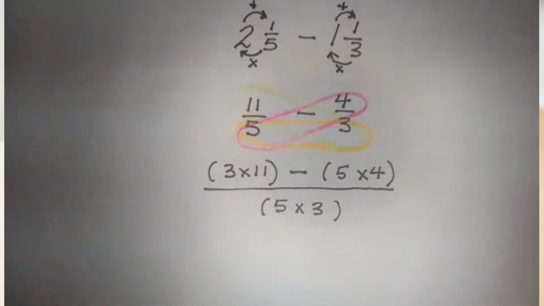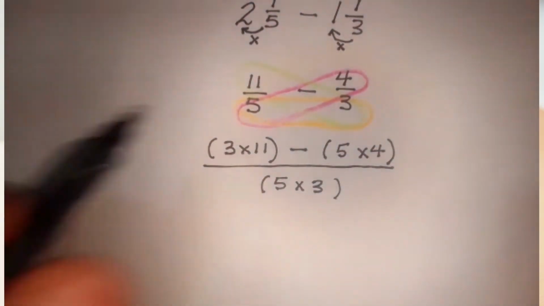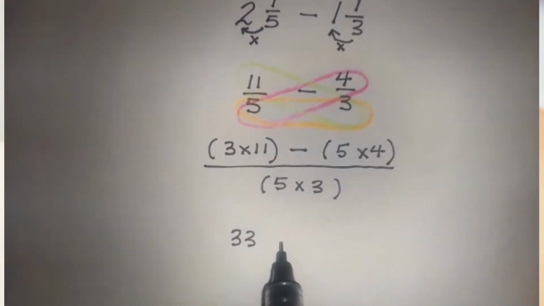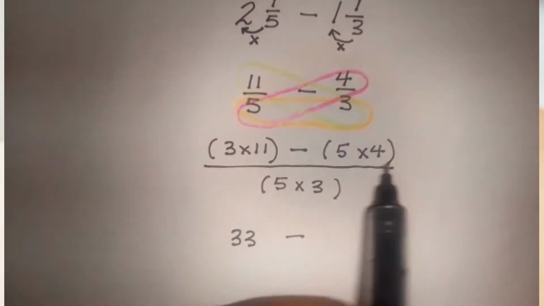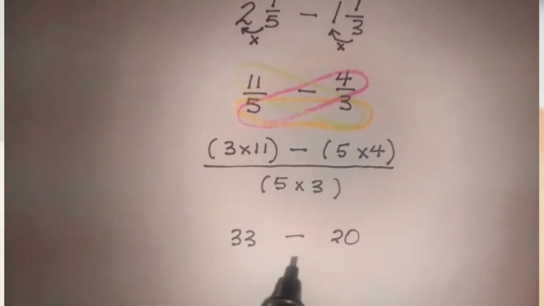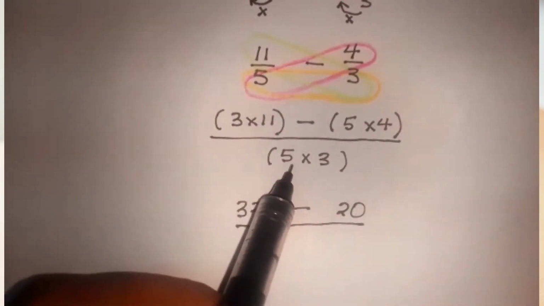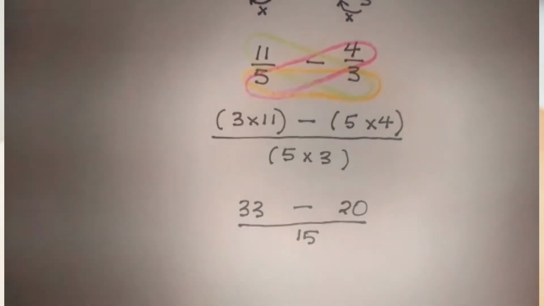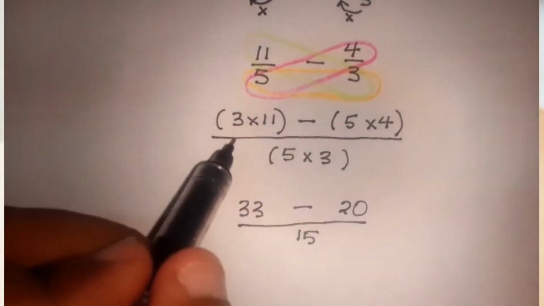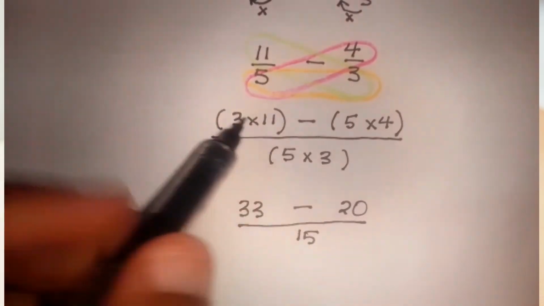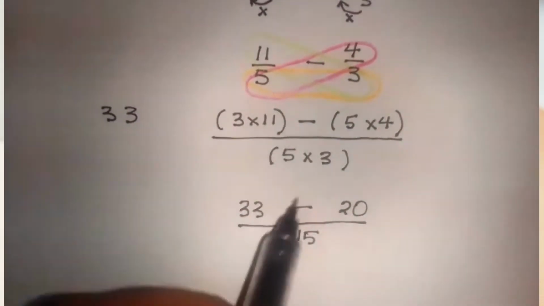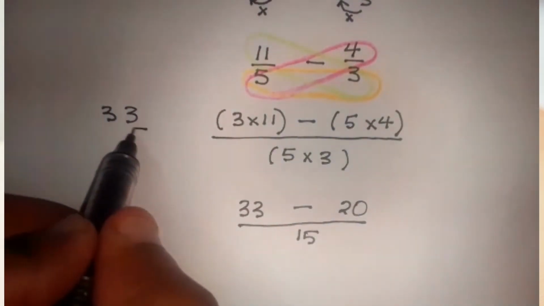Good. So 3 times 11 up top will give us 33. Big minus sign, big minus sign. 5 times 4 will give us 20, and that will be in our numerator. Let's bring it down here now. 5 times 3 will give us 15 in our denominator. Now check out this. This is so cool. We said that the 3 times 11 was 33, and we said that the 5 times 3 was 15.